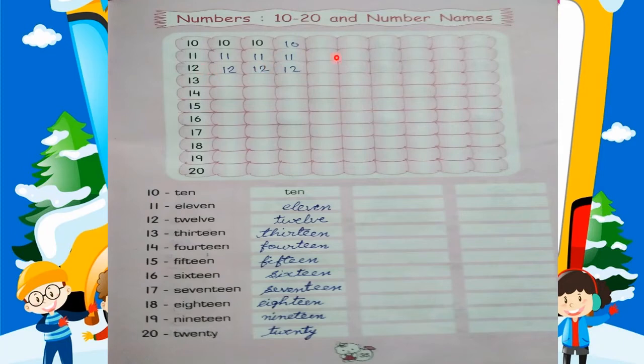In the second you will write 11, 1, 1, 11. In the third box you will write 12, 1, 2, 12. In the fourth box you will write 13, 1, 3, 13. Next you will write 14, 1, 4, 14. You will write this number in all boxes. Next is 15, 1, 5, 15. Next 16, 1, 6, 16. Next is 17, 1, 7, 17. Next is 18, 1, 8, 18. Next is 19, 1, 9, 19. And the last one is 20, 2, 0, 20. So we will write the same number in all boxes.